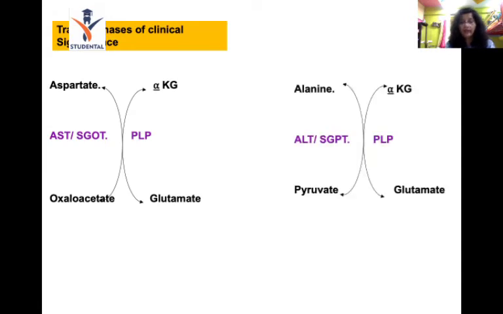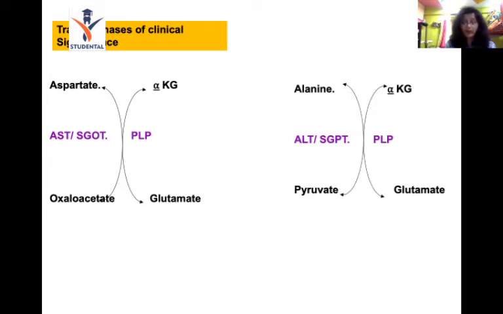Now let's take the example of the second transaminase, which is used very commonly, that is ALT. ALT starts from alanine. So alanine transfers its amino group to alpha ketoglutarate to form pyruvate and glutamate. And here the enzyme is known as alanine transaminase. Previously it was known as serum glutamate pyruvate transaminase.